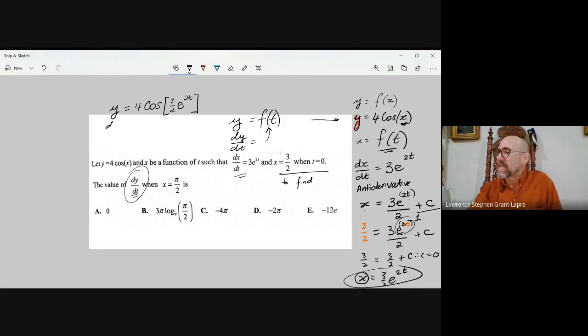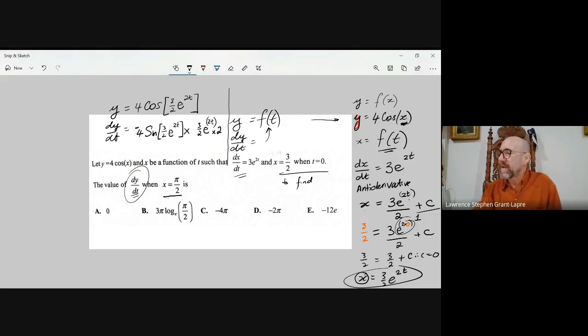Let's differentiate this. The derivative is 4 cos, the derivative of cos is negative sine, so that would be negative 4 sine. And because it's chain rule, you don't change that bracket. You then have to multiply by the derivative of that bracket. And the derivative of that bracket is, leave it, 3/2 e to the 2t, and then because we're differentiating, we times by the derivative of 2t, which is 2. So we've got our dy/dt.